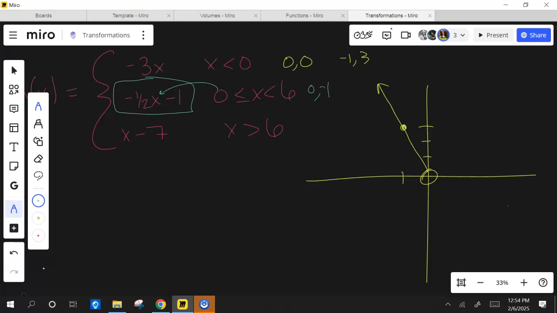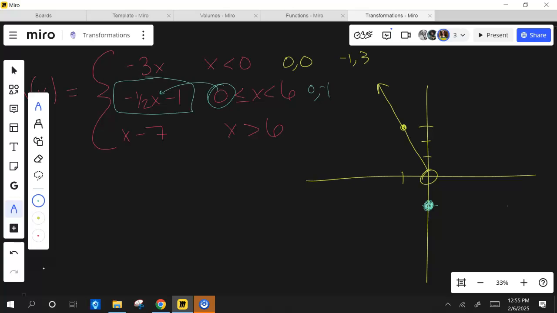-1, because that's correct. Let me plot this one first. 0, -1. Is 0, -1 open or is it closed? Closed. How do you know? It's or equal to.